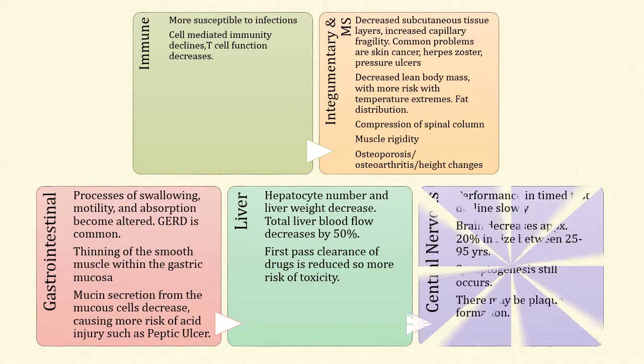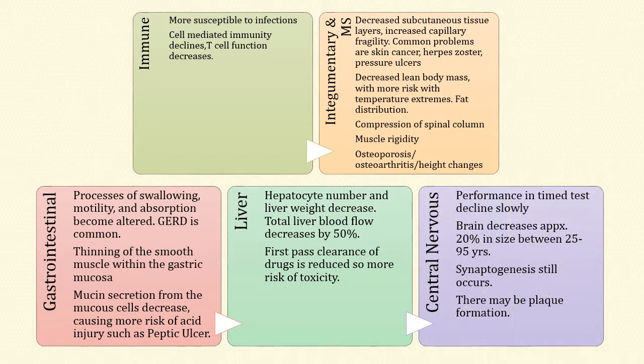In the central nervous system, the performance on timed tests declines slowly. Brain size decreases approximately 20% between the ages of 25 to 95. Synaptogenesis still occurs, and there may be plaque formation.